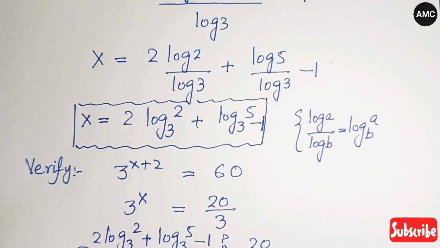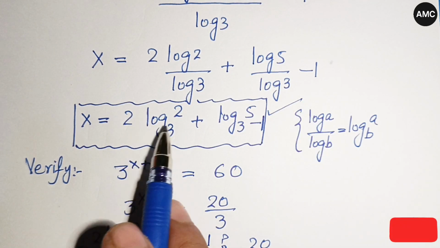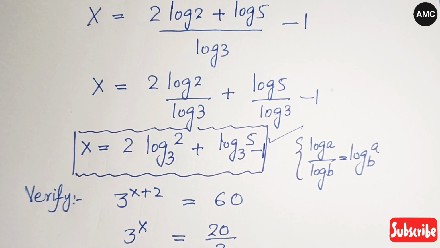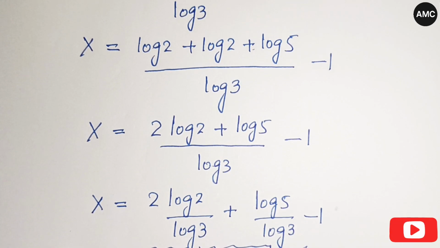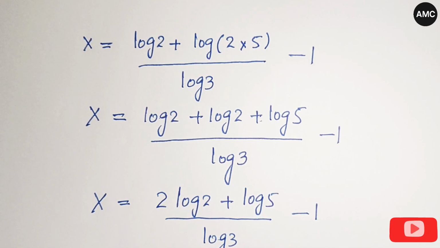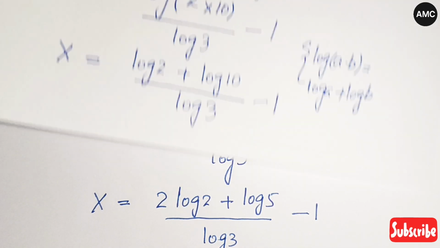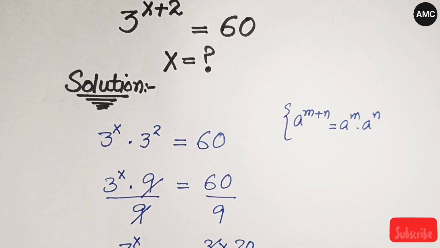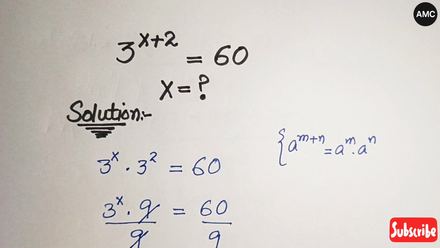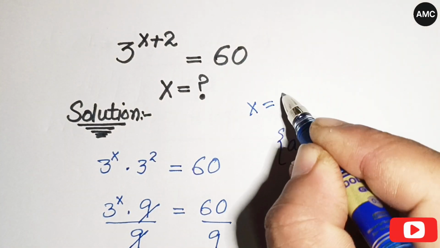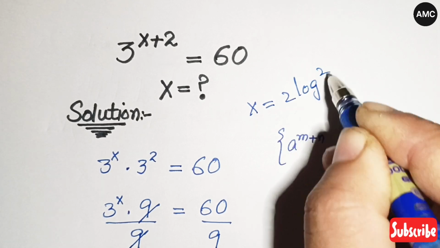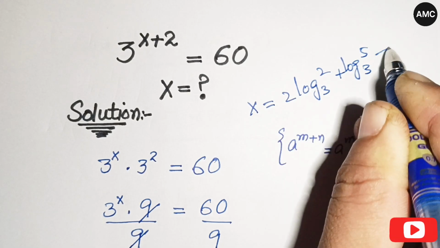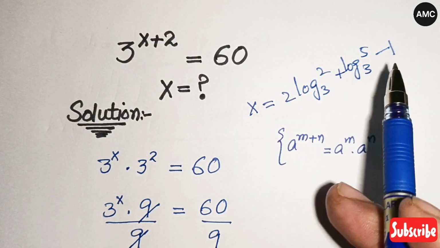Hence we prove that this value of x, which is x is equal to 2 log 2 to base 3 plus log 5 to base 3 minus 1, is true for this problem. Now we are going to review our problem step by step. Here is our entire solution. So we get the value of x, which is x is equal to 2 log 2 to base 3 plus log 5 to base 3 and minus 1. Don't forget this minus 1.